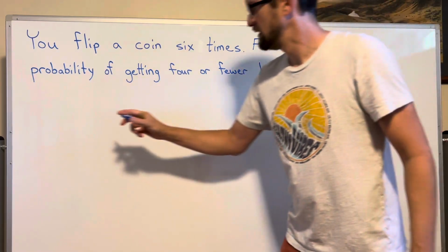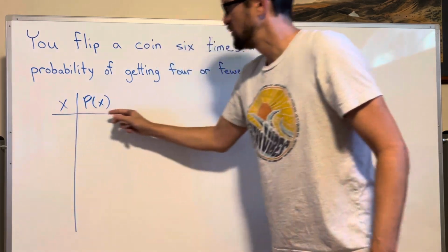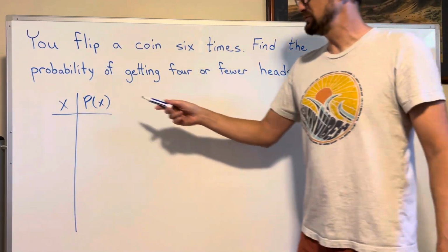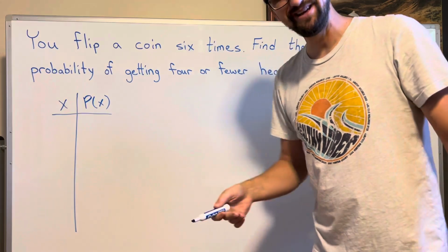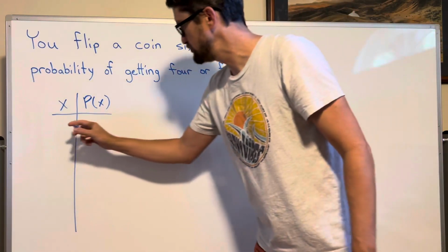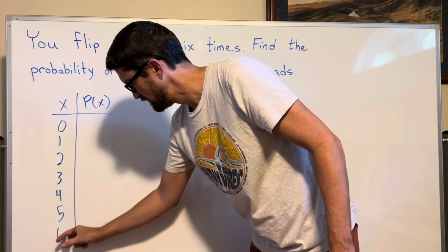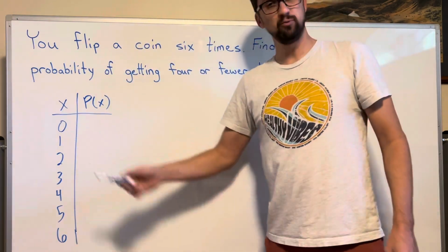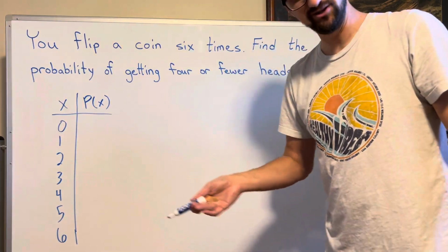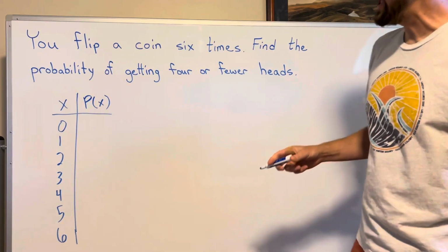let's think about the probability distribution table. X is the random variable. We're going to let that represent the number of heads we get when we flip this thing 6 times. It can go anywhere from 0 to 6, 0 being none of the flips are heads, and 6 being all 6 flips are heads. We want the probability of getting 4 or fewer heads.